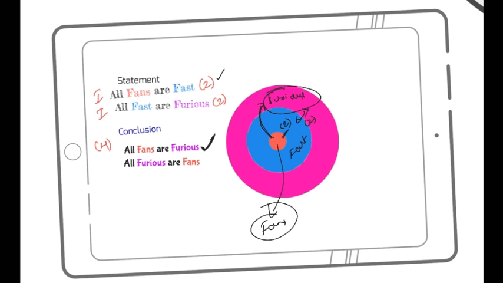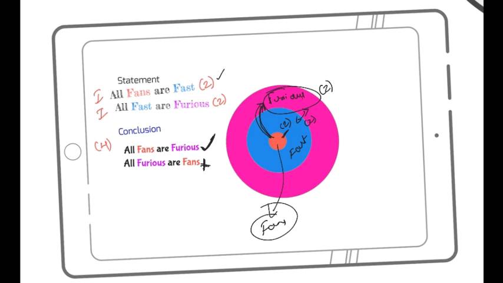How do you know this? Type 1. In type 1, what did we understand? All A are B has two conclusions: some A are B, some B are A. So all furious are fans will not follow. But as soon as I say all fans are furious, what can I say again? Two things. This becomes type 1. So some furious are fans, some fans are furious. So this will also give me two conclusions. So altogether, how many conclusions do I get from this? This should make your mind clear.